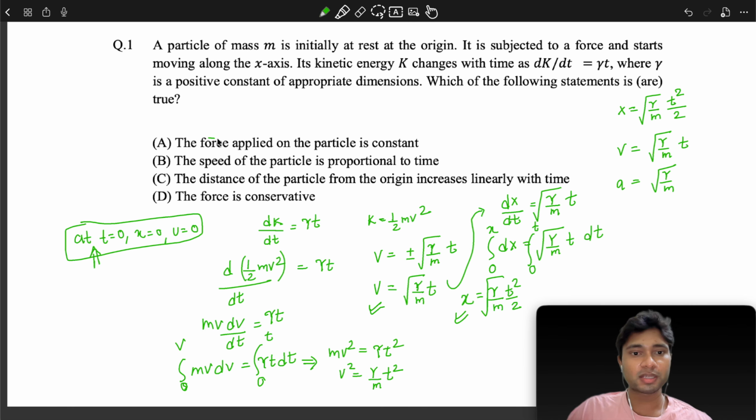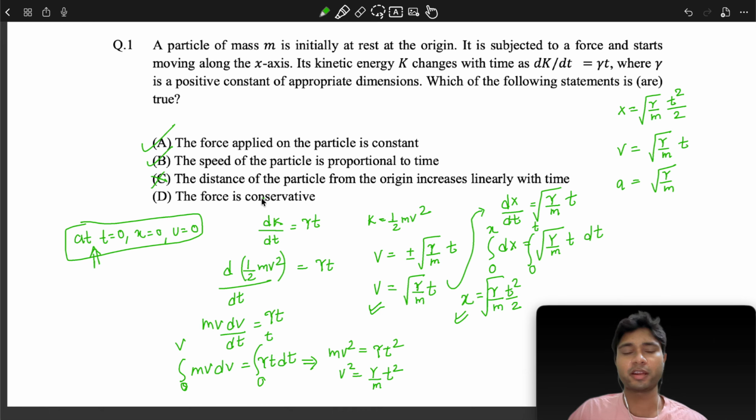Fine. The force applied on the particle is constant. Yes, because acceleration is constant, it means force was constant, since force is m a and mass is constant. So A is right. The speed of the particle is proportional to time. Yes, it is correct. The distance of the particle from the origin increases linearly with time. The distance is not increasing linearly with time. It is a quadratic function, right? So C is wrong.